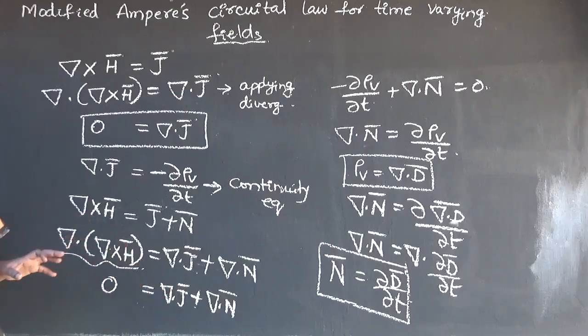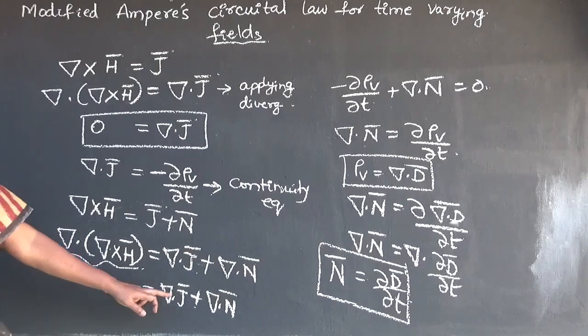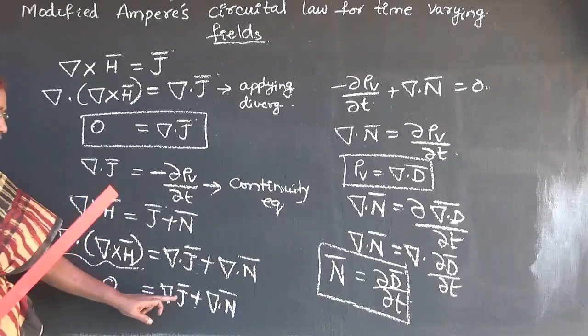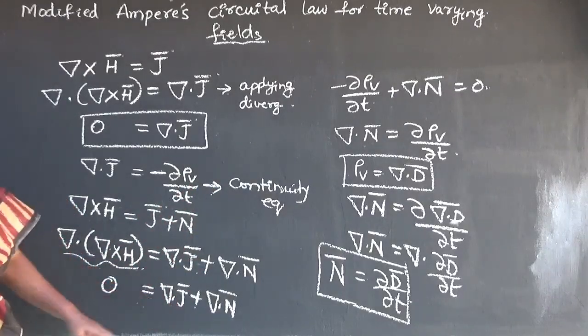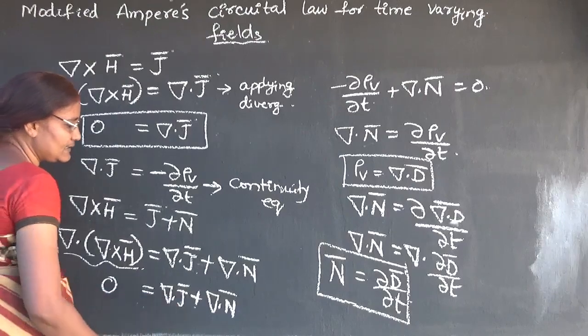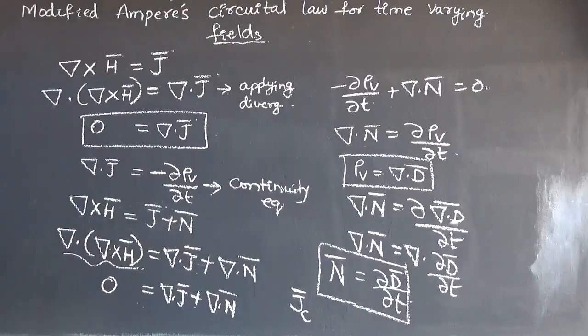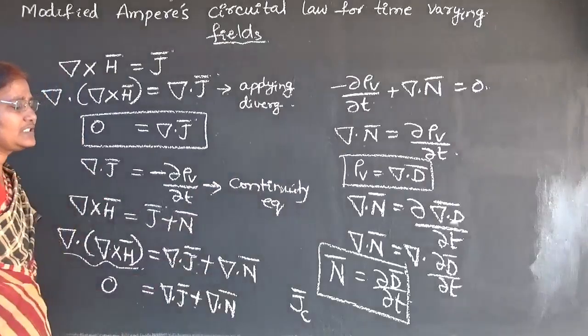What is the meaning of conduction current? Conduction current is the current due to the moving charges. We know that if some charge is moved, it will constitute a current. So this J bar is nothing but current density, and this current is from movement of the charge inside the conductor. So this can be considered as JC bar, conduction current density. We can consider it. And this N bar, you observe this N bar.